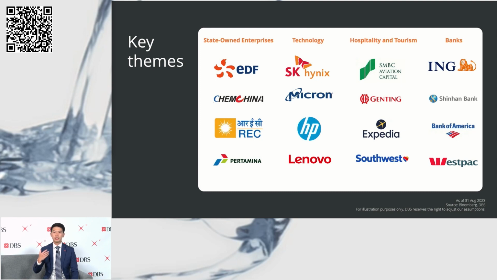Next, we have expressions in technology, including semiconductor companies like SK Hynix and Micron. Hospitality and tourism we also like. Companies in this category include Expedia, Genting, and of course banks. Banks will always be a key focus for the bond markets. And here we look for the best-in-class global banks, national champion type of banks, the likes of Bank of America in the US, Westpac in Australia, and ING.